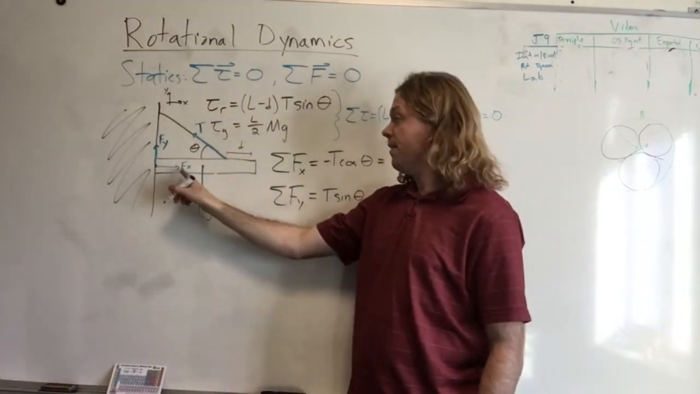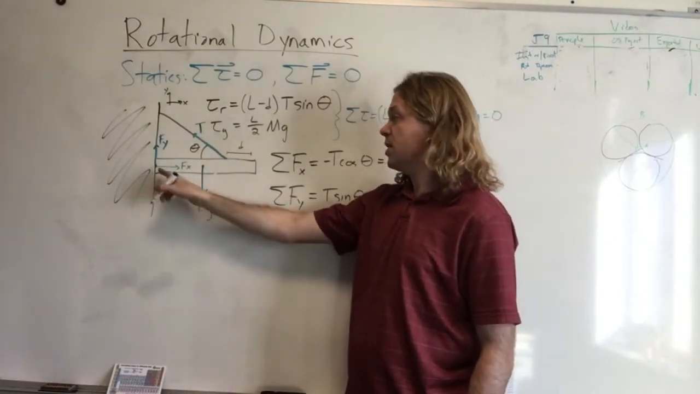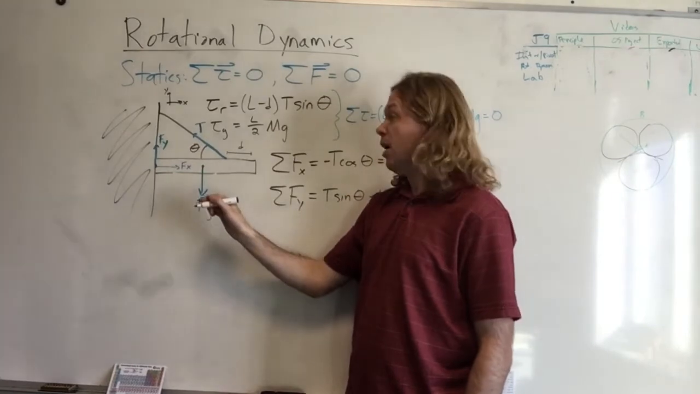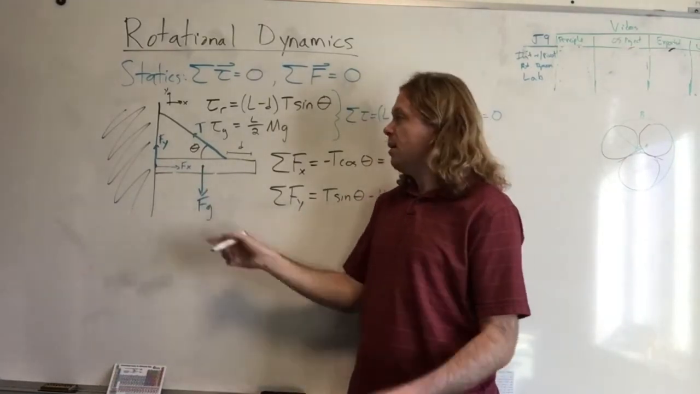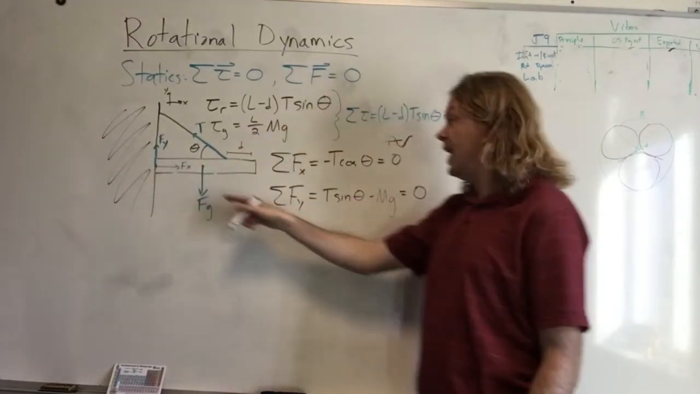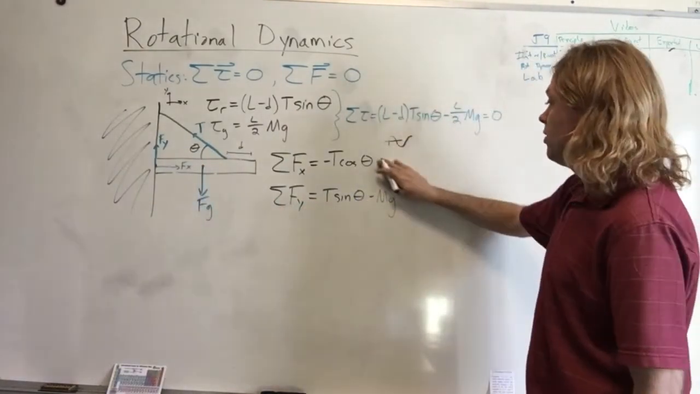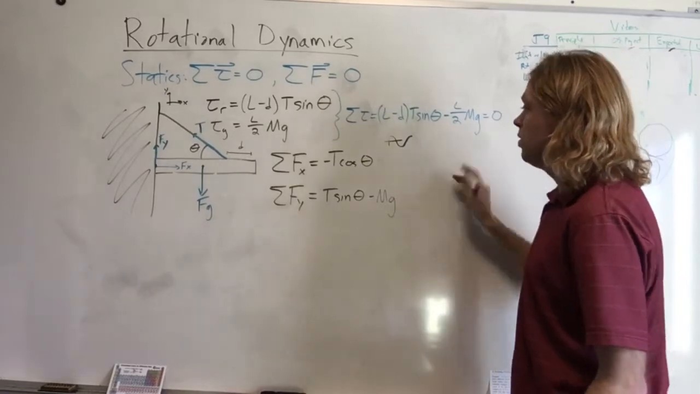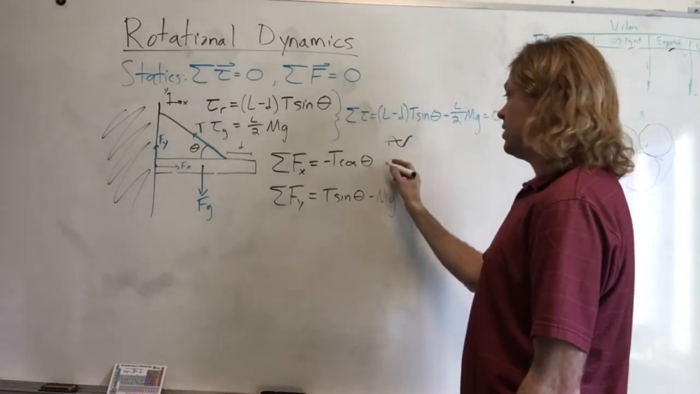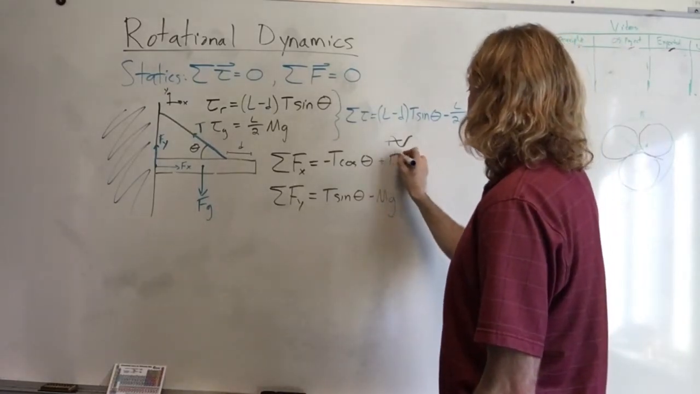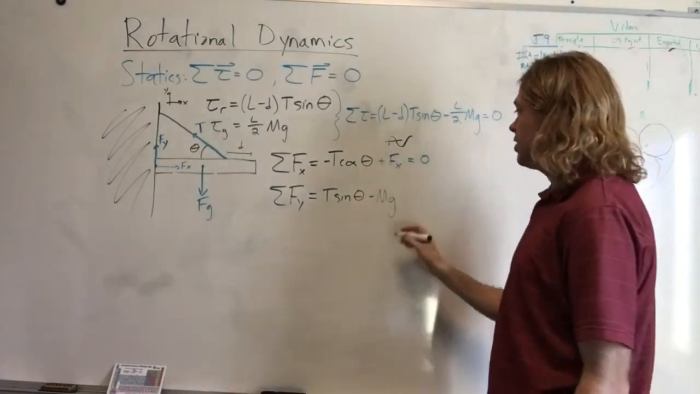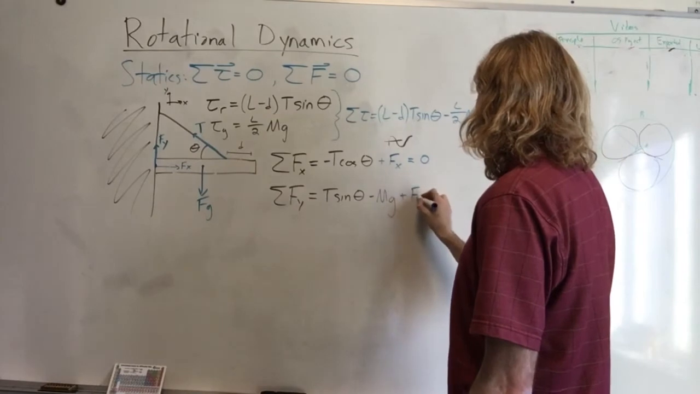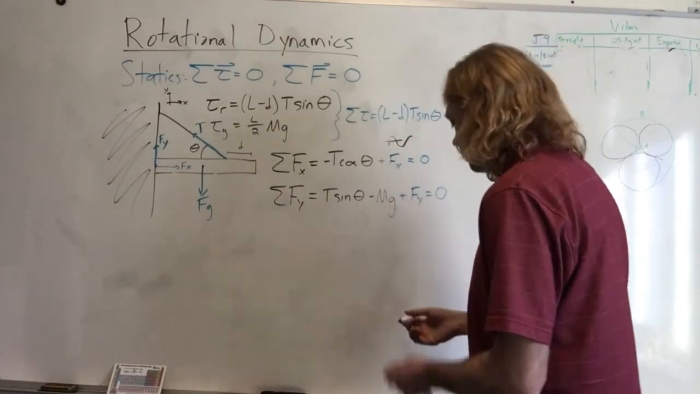So I've picked Fx to be towards the positive x direction and Fy to be towards the positive y direction. Those are totally arbitrary. I could have picked anything I wanted, but now that I have those on there, I can add them to my Newton's second law. So let me get rid of these zeros and say, okay, in this direction I now have a plus Fx, which has to be zero, and in the y direction I have a plus Fy, which has to be zero.